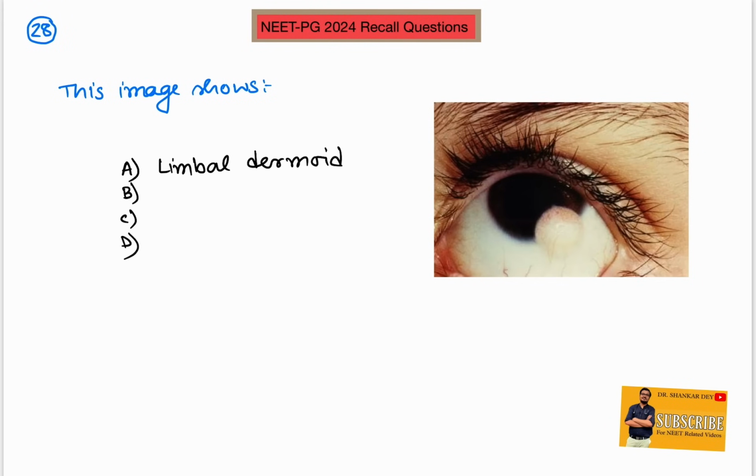This is again a straightforward image-based question. Here you can see a swelling in the limbal region of a child's eye. So this is nothing but limbal dermoid. I think this is a direct repeat from a past year question. This question was repeated 1 or 2 years prior to this NEET-PG. So this is nothing but limbal dermoid.